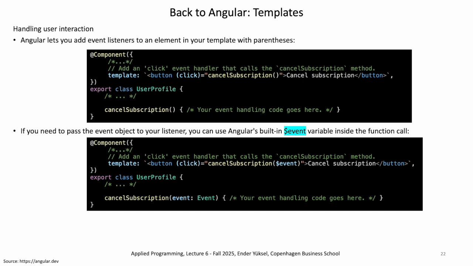So what is $event? It is a special Angular variable that represents the native browser event object. When you include it, Angular captures the actual DOM event, like MouseEvent for clicks. Angular passes it as an argument to your method, giving you access to event properties and methods. Some common uses of it are accessing the target element, for example, to get the clicked element, and getting mouse position. For example, for click events, you can access the coordinates. Also, keyboard events. For example, you can access which key was pressed.